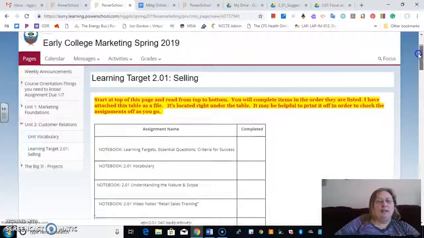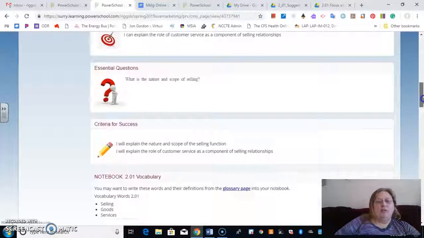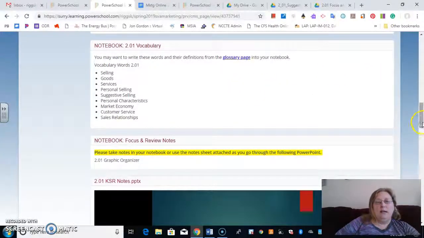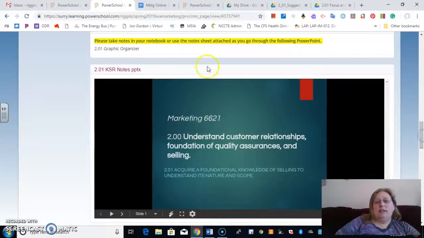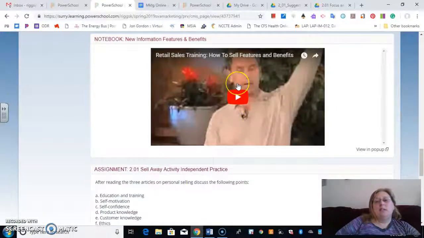Here's your checkoff sheet. If you want to print those off, always click right here. Okay. In your notebook, your learning targets, essential questions, criteria. Here's your vocabulary. Focus and review notes. I've given you another graphic organizer, or you can just take your own notes in your notebook. Whatever works for you. Then you're going to watch this video about how to sell feature benefits, and you can take notes on that as well.